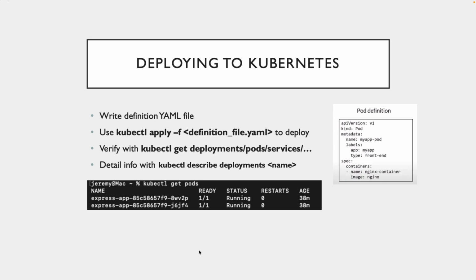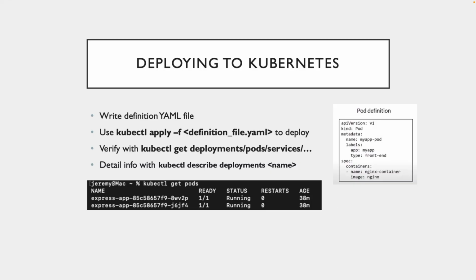To deploy into Kubernetes, first we also have to write a definition YAML file. For example, here we have a pod definition template. We define the API version, the kind, metadata, as well as the spec. And we use kubectl apply -f and specify the file name to deploy the pod. We can verify our deployment with kubectl get deployments or pod or service, depending on what kind of component you're trying to deploy. The detailed info can also be found with kubectl describe deployments and the name.